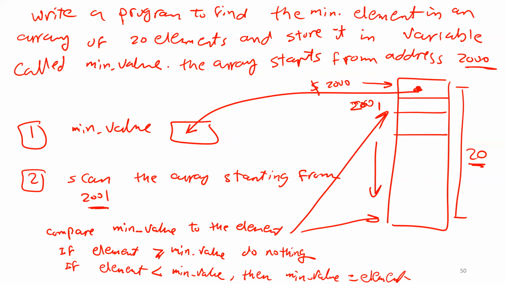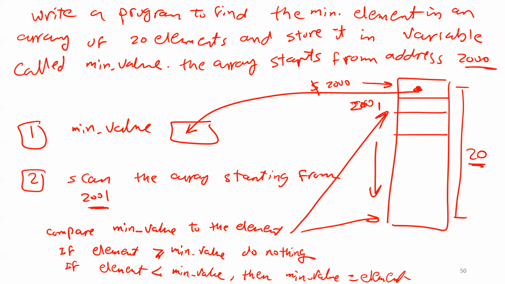Assume this is the array. One element, and so on. Is that okay? So the way I'm gonna do it, guys, is I'm gonna have a variable. This variable, I'm gonna call it minimum value, whatever you call it. I'm gonna take the first element and put it here in the variable, right? Then I'm gonna start scanning from the second element.